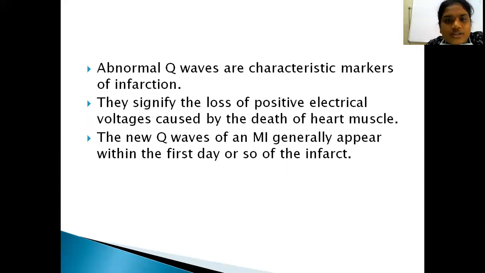Then the abnormal Q waves are the characteristic markers of the infarction. They signify the loss of positive electrical voltage caused by the death of the heart muscle. The new Q waves of any myocardial infarction generally appear within the first day or so of the infarct. Not the ischemia, it's the infarct.